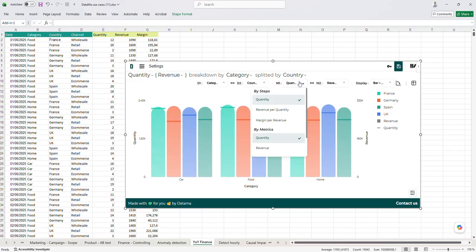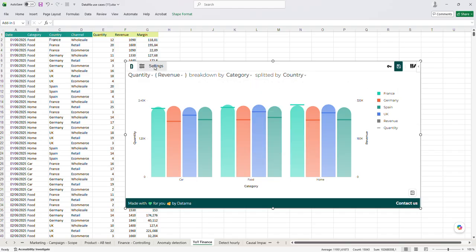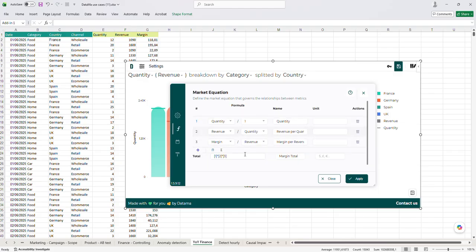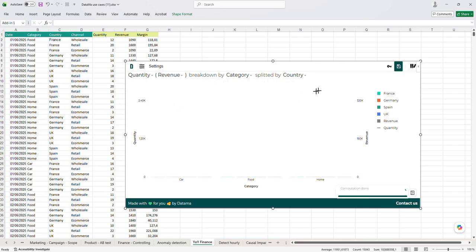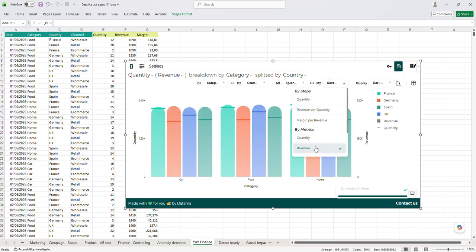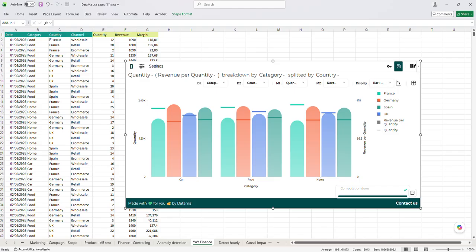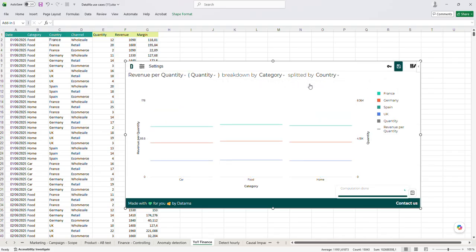The metrics are both the ones that you've selected and also the ones that are conceptually created by Datama within a market equation. A market equation is the link between metrics. You can refer to the Datama documentation to understand more about that, but that's really a powerful concept to link metrics between them. In that case, for instance, we have quantity and we have price as a step. Using quantity and price, you can create multiple types of charts.